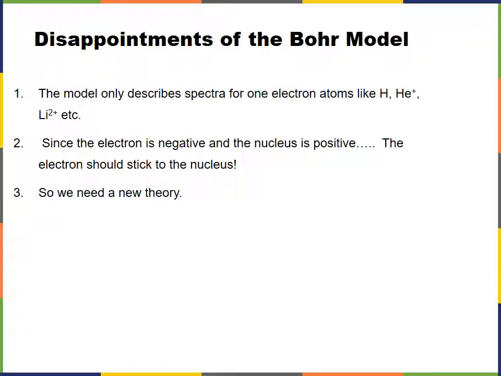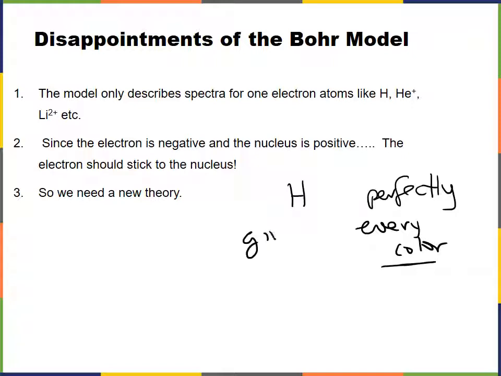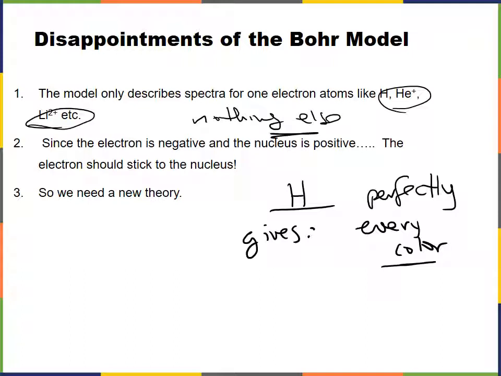So, how does this work? Well, first of all, this works fantastic. If we have hydrogen, this equation perfectly, and I mean perfectly, gave us every wavelength or every color that hydrogen emits or absorbs. Okay, gives us them all. So our equation works great for hydrogen. It also works for helium with +1 or lithium with +2 and nothing else. So it only works for one electron atoms.